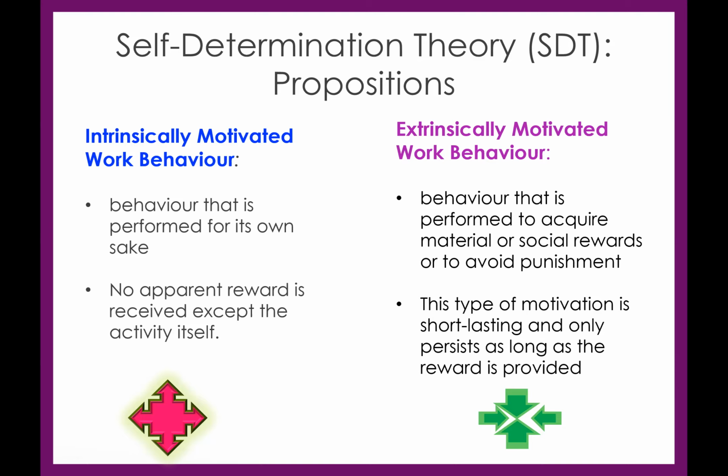In contrast, extrinsic motivators refers to the behavior that is performed to acquire material or social reward or to avoid punishment. Because there are some external factors, including the reward or some punishment, in order to drive them to do the work behavior. So this type of motivation is short-lasting and only perceived as long as the reward is provided.